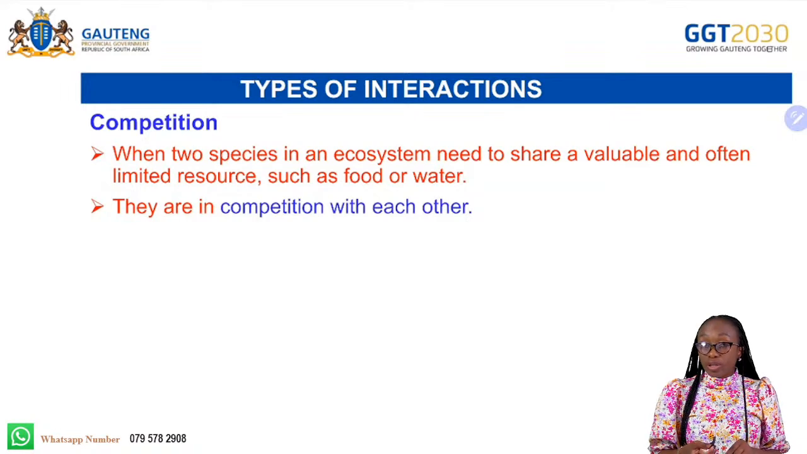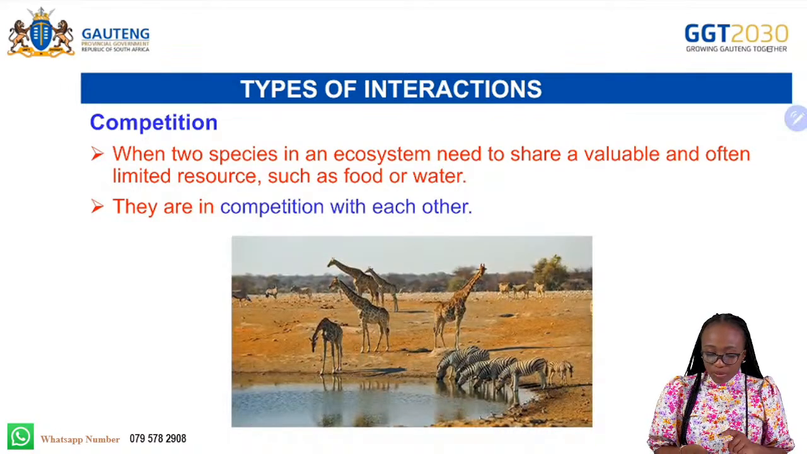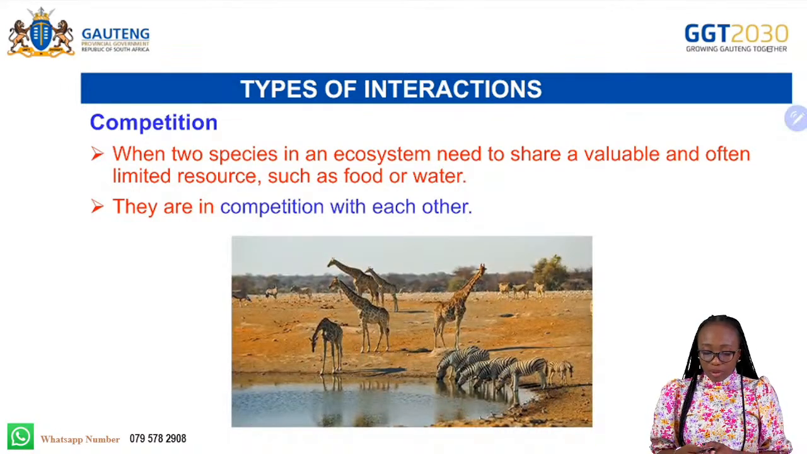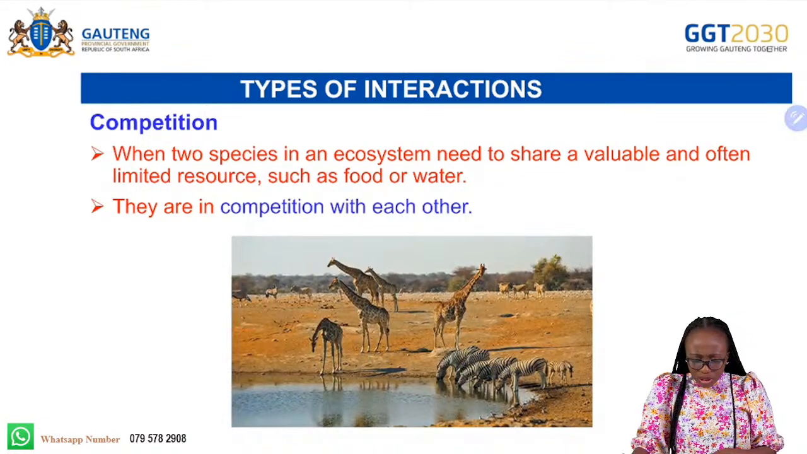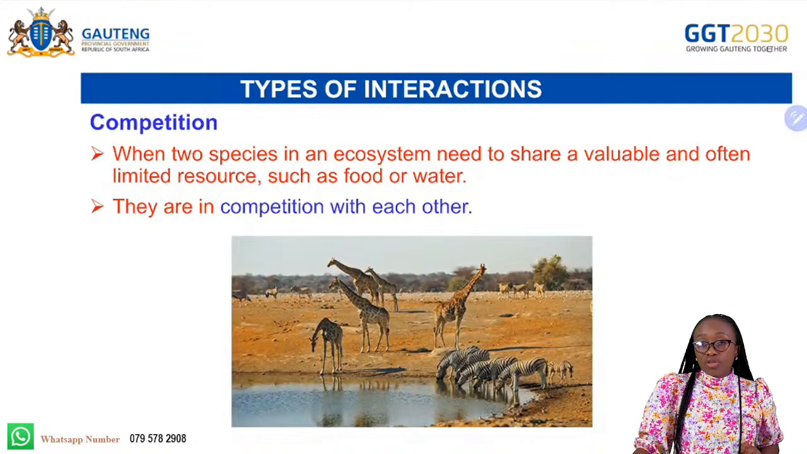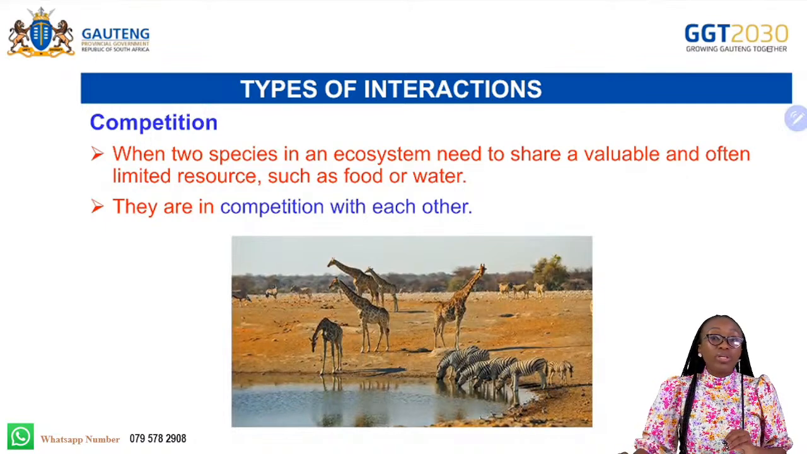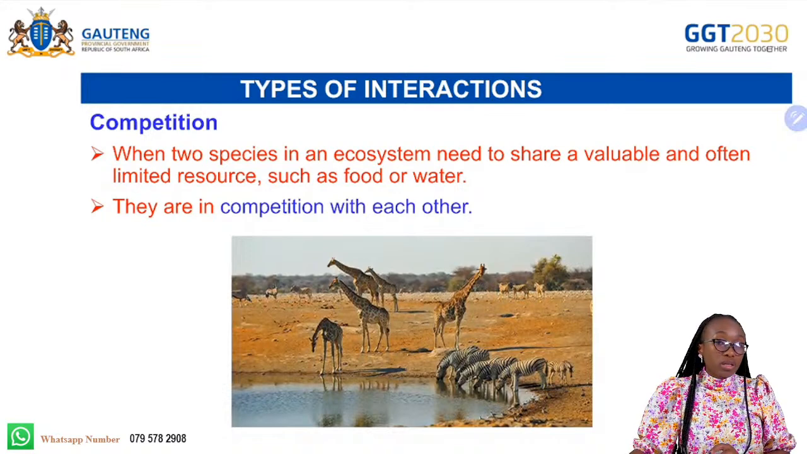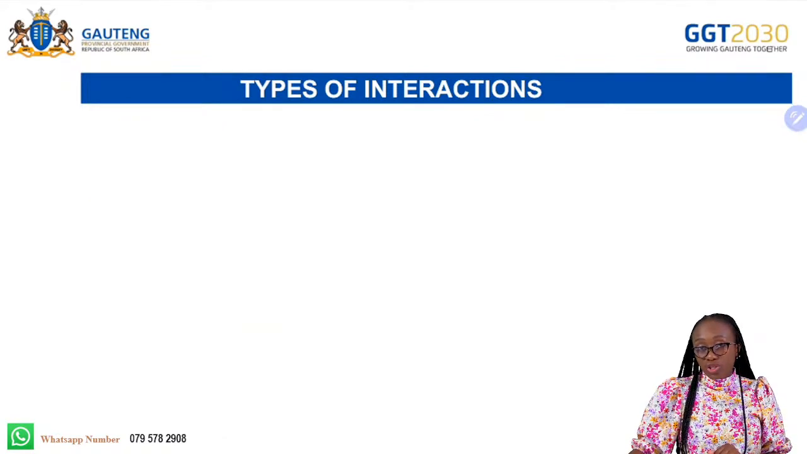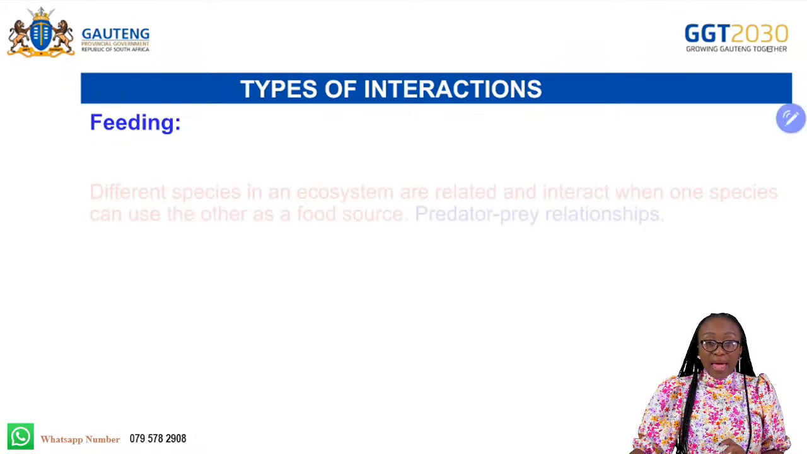then they are in competition with each other because they are sharing a limited valuable resource. Like, for example, if you look at this picture here, these animals are drinking water from the watering hole. This looks like a very, very dry area. So all these populations are competing for that water, for that one resource. So they are in competition with each other. And then we have feeding.